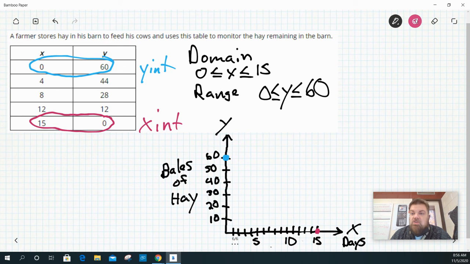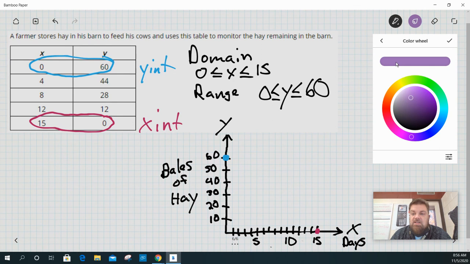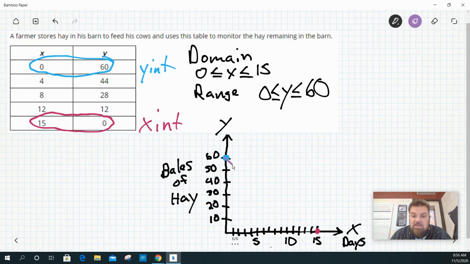Now, if I just have to draw a straight line between these two points, that's it. I'm done. If I have to graph this, it's pretty easy. They're not asking me to write the equation of the line. They're not asking me any pertinent information. They just want me to graph it. So I can just graph a line between these two points. And that's it. That's all I got to do.